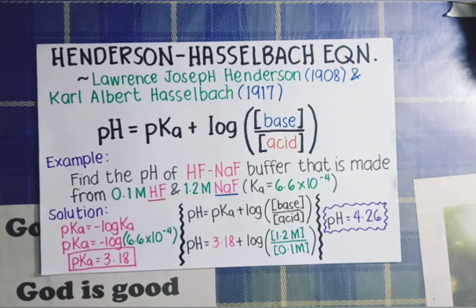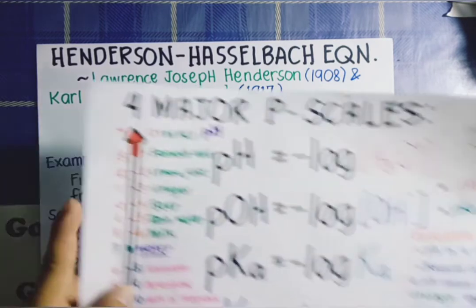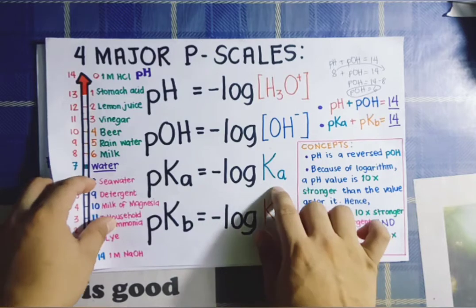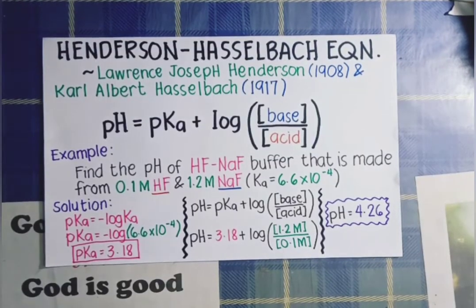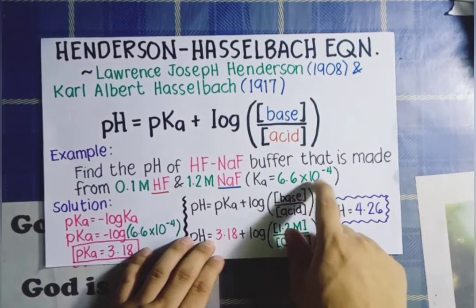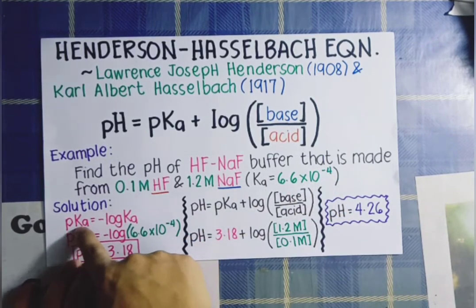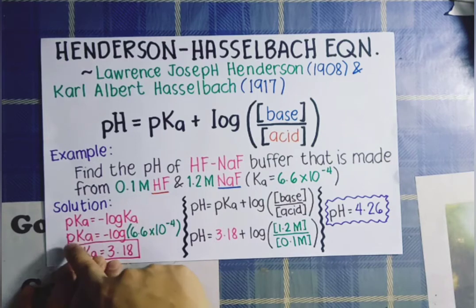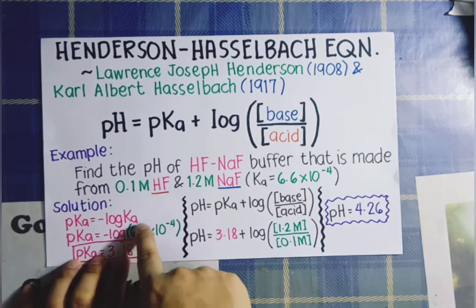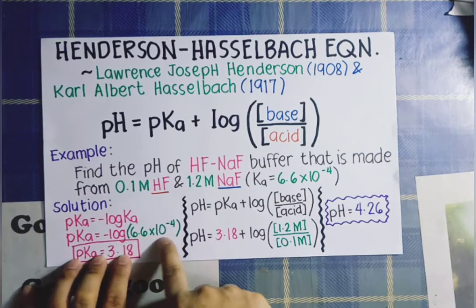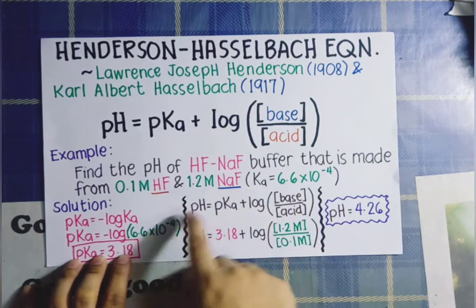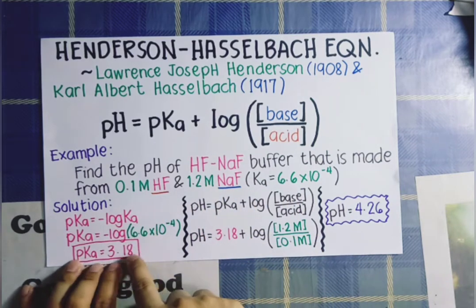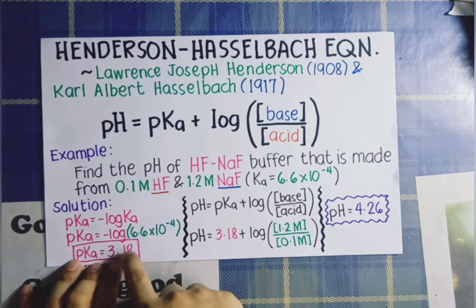In our past discussion, we already knew that pKa is equal to the negative logarithm of Ka. By substituting the value of our Ka, which is 6.6 times 10 raised to negative 4, into the equation pKa is equal to negative logarithm of Ka, we will have pKa is equal to negative logarithm of 6.6 times 10 raised to negative 4. That is our Ka, or dissociation constant for acid. And by doing this in your calculator, we will have pKa is equal to 3.18.